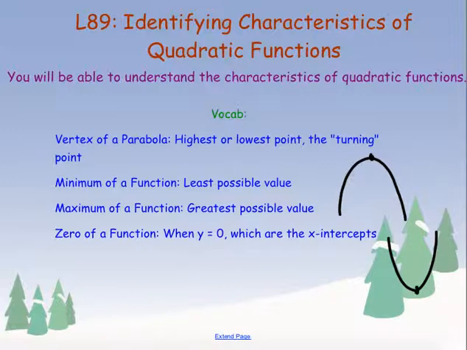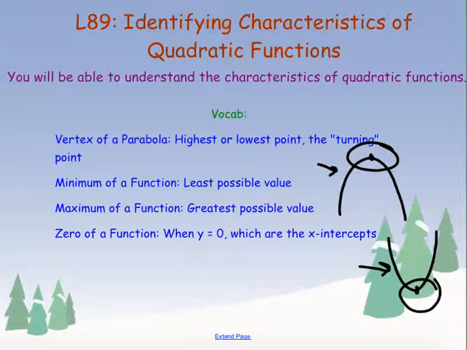The minimum of a function is also the vertex, okay, and we'll have a minimum in this type of situation, but not this one. Whereas with a maximum of the function, the greatest point possible, this one will have a maximum, whereas this one will not.